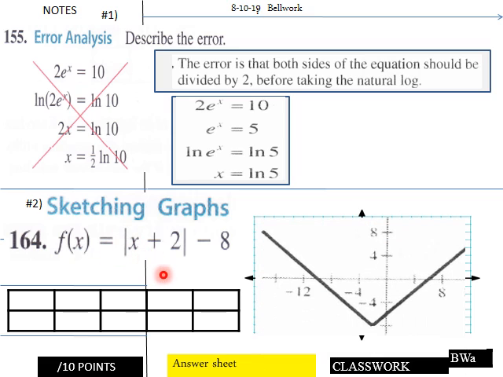And then for number 2, here would be your plot for that. You drop down 8, and then you shift to the left 2. So this will be the vertex of your absolute value function, your graph for the absolute value part of this function.